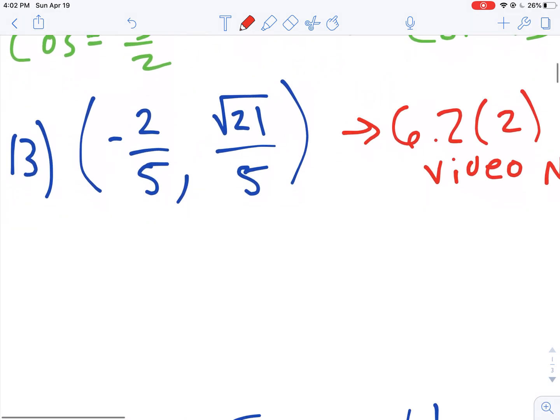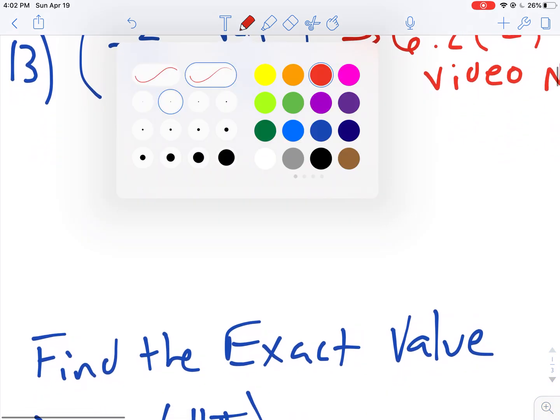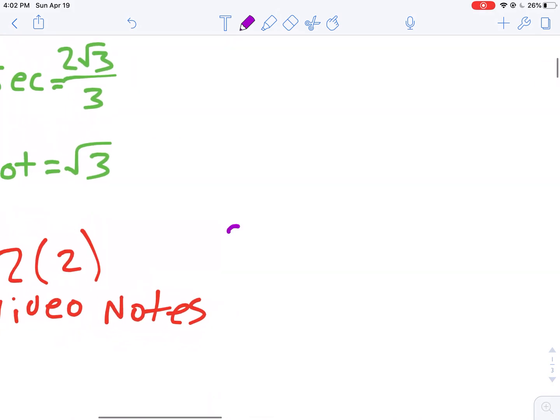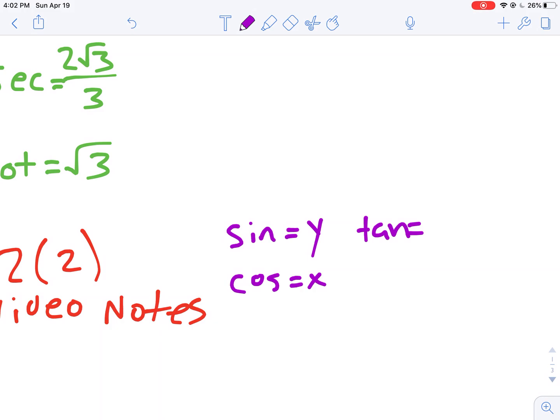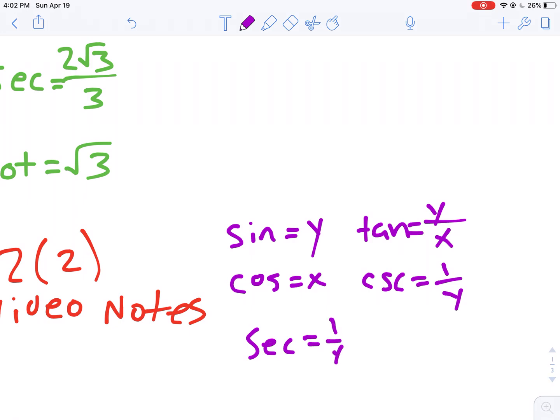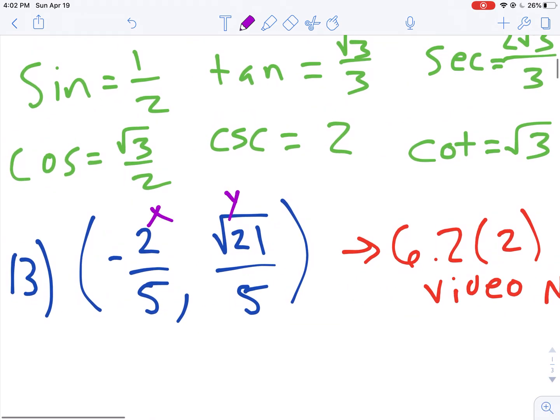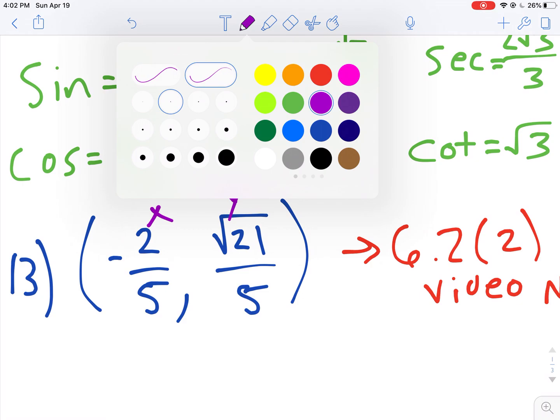Now, what I'm going to be able to do here, and this relates a lot to that Desmos activity that you did, is go through the fact that my sine is equal to my y, my cosine is equal to my x, my tangent is equal to my y over x, my cosecant is equal to 1 over my y, my secant is equal to 1 over my x, and then my cotangent is equal to my x over my y. And again, I've got an xy coordinate point here. So now it's just a matter of putting those where they go.